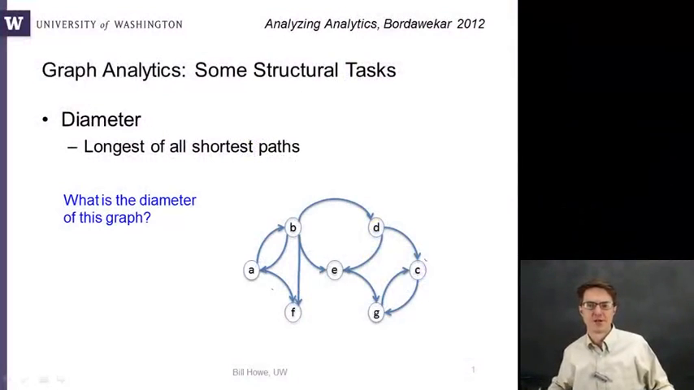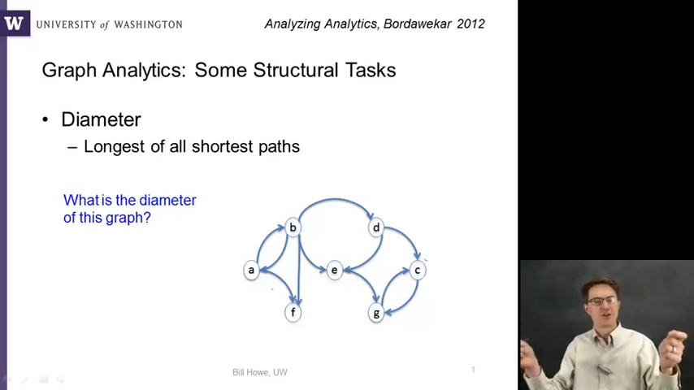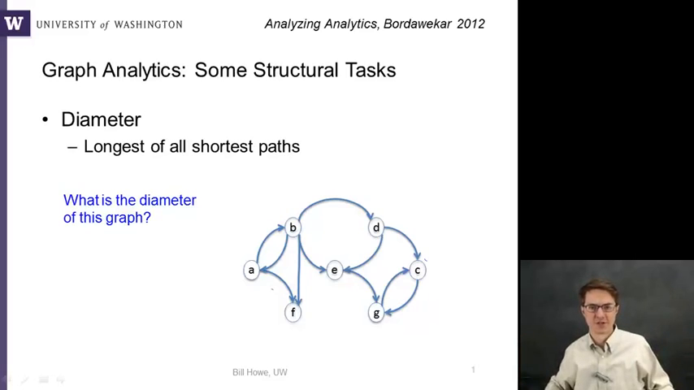So what are some more sophisticated structural analytics tasks we can do with a graph? Well, one is to find the diameter of the graph. This is the longest of all the shortest paths in the graph. So what's the shortest path? Well, given a vertex x and a vertex y, find all the different ways of reaching y from x and take the shortest one of those. That's the shortest path. Now do that again for all possible pairs of vertices in the graph. The longest of all those shortest paths is the diameter.